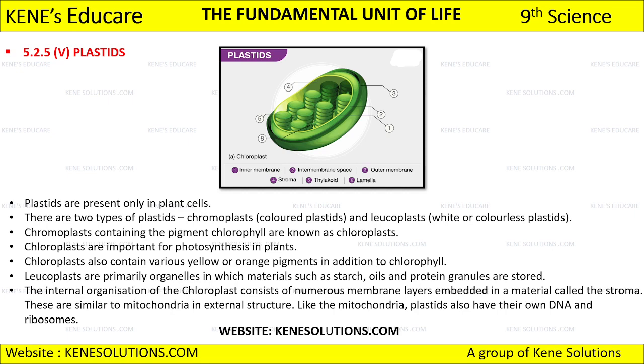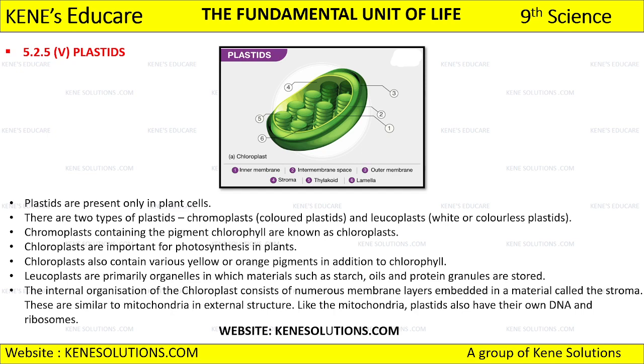Then the internal organization of the chloroplast consists of numerous membrane layers embedded in a material called stroma. Now can you see the parts which they have labeled? So this is the structure of chloroplast. The first that you can see, the yellow part, is the inner membrane. Second one is the intermembrane space. Third one is the outer membrane. So we have the inner membrane, the outer membrane, and a space in between them, which we know as the intermembrane space. Then the fourth one is the stroma, the fifth one is the thylakoid, and lastly the sixth one is lamella.